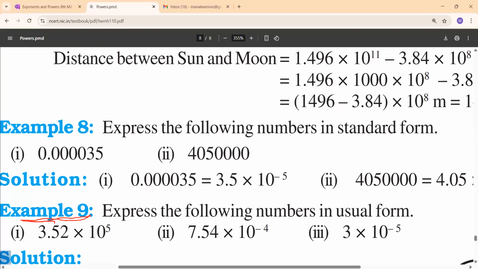Someone has written in the chat. Minisha, first one is correct. Second one is also correct, and third one is also correct. Very good, Minisha. You can also leave the class. Your answers were correct. Thank you.